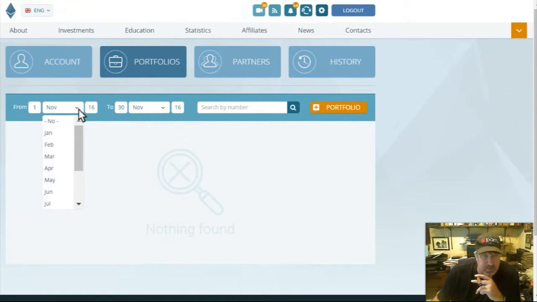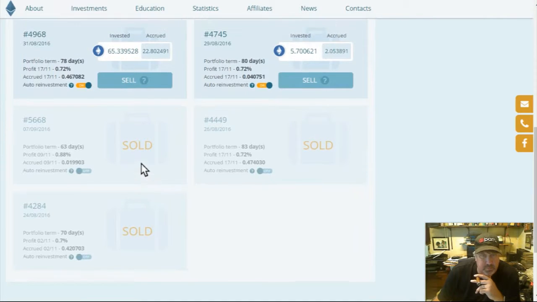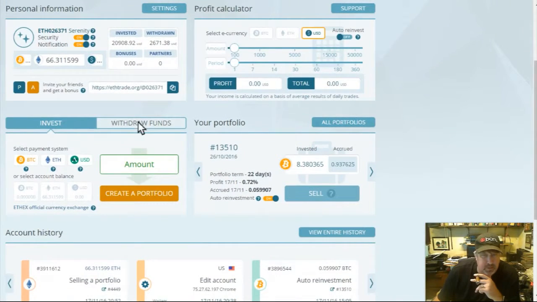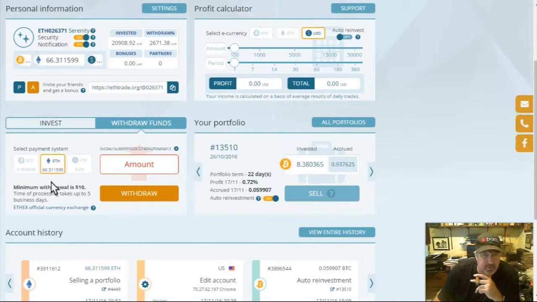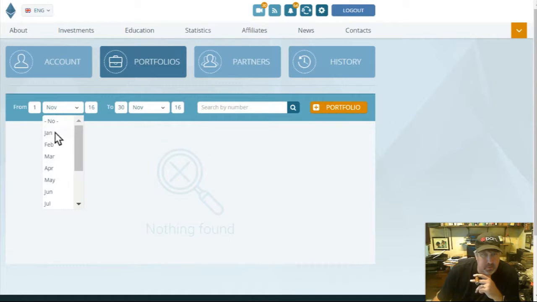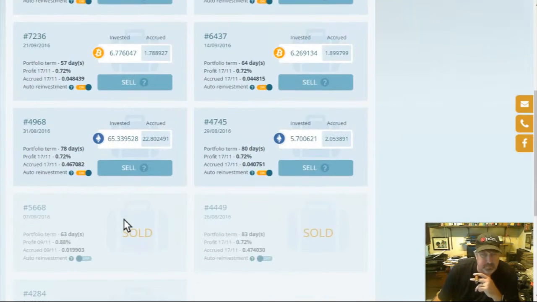You come back, we have to reload. That portfolio has sold. And I didn't check, but let's go and look at the account. And if we look in the ability to withdraw funds under Ethereum, there it is. The 66.31 is there now. We're not going to do that yet. We're going to go back to portfolios. Go back to since January. They're not that old, but that makes it load faster. And let's sell off this other one.